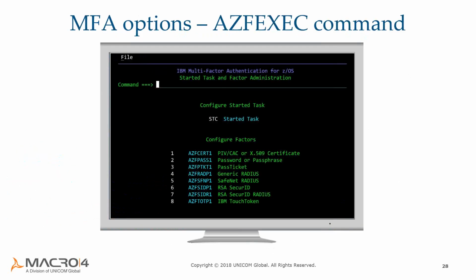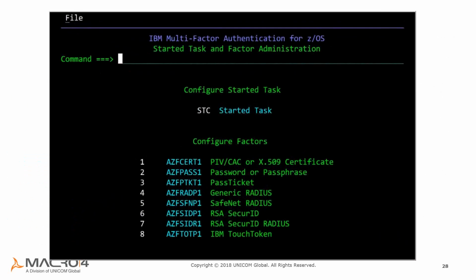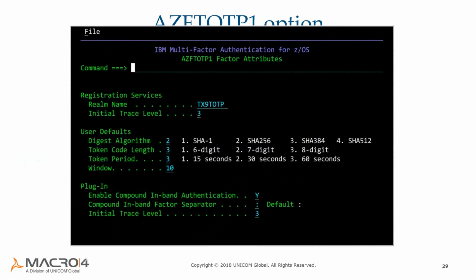Here are a few of the commands to see what it looks like. This is the AZFEXEC. Obviously, you can put this into the ISPF command line, and you will get back this nice screen, and this is a list of the factors that you've got installed. As you can see, there's a whole list here. The bottom one, which we're interested in, is the IBM Touch Token, so the Apple phone. If I pick number 8, it will then give me another screen.